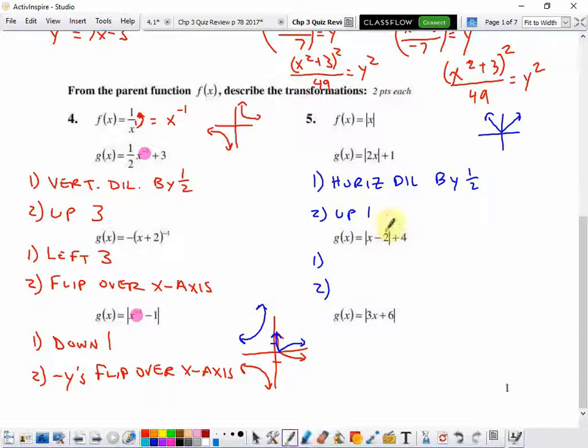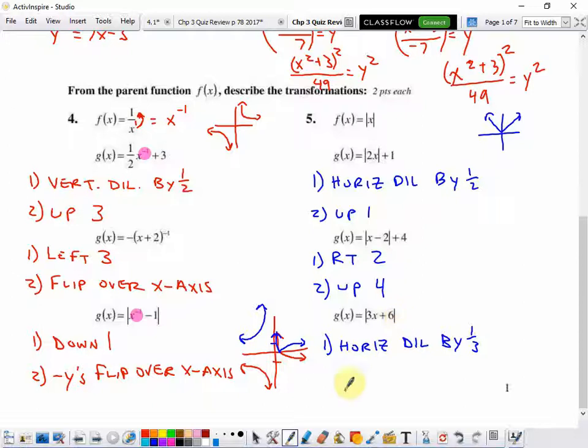Next, we have a minus 2 inside the function. This is going to move 2 units to the right, and then it will shift up 4. And the last set of transformations, everything is inside the function. So first, there's going to be a horizontal dilation by the reciprocal, so by 1/3.